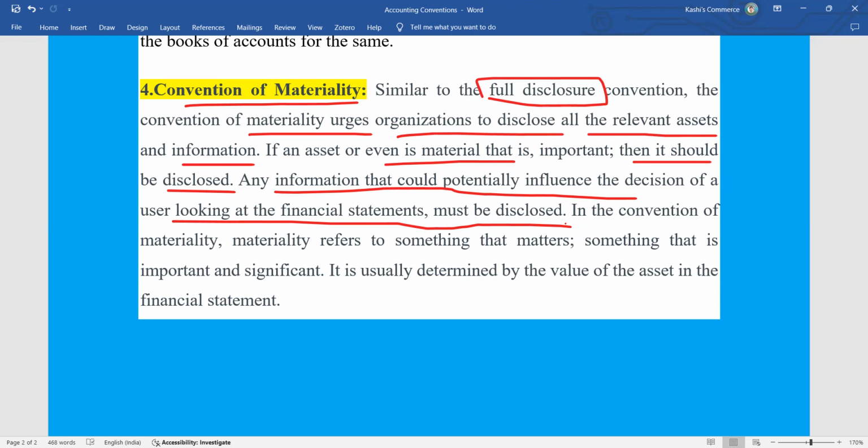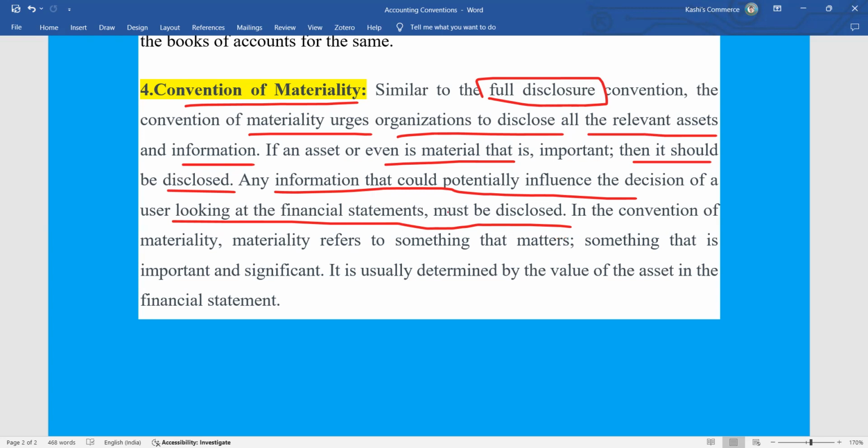For example, if we purchase a calculator for 500 rupees, the life of the calculator is approximately 5 years, or 10 years. But is it important to disclose this calculator as an asset? It's not, because a calculator at 500 rupees is an expense. You can deduct this expense in the profit and loss account. So we can record this expense, not as an asset, because this is not that important.